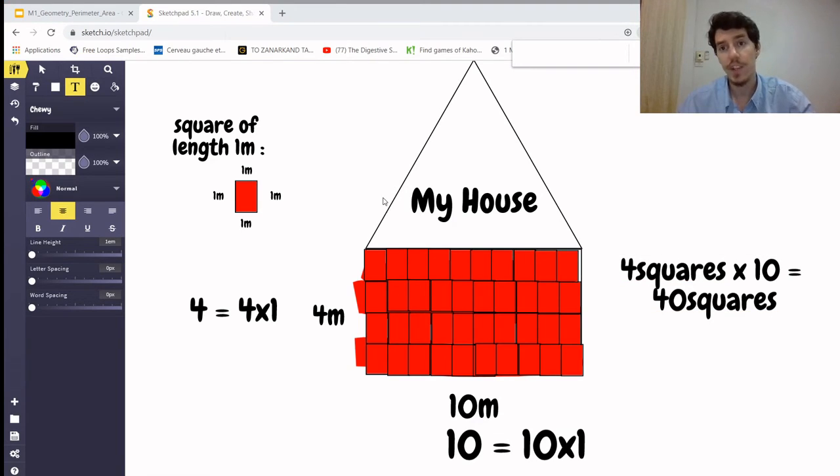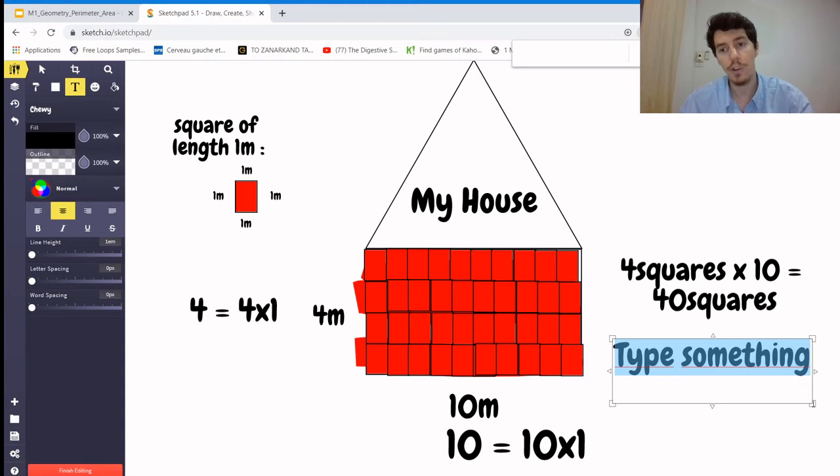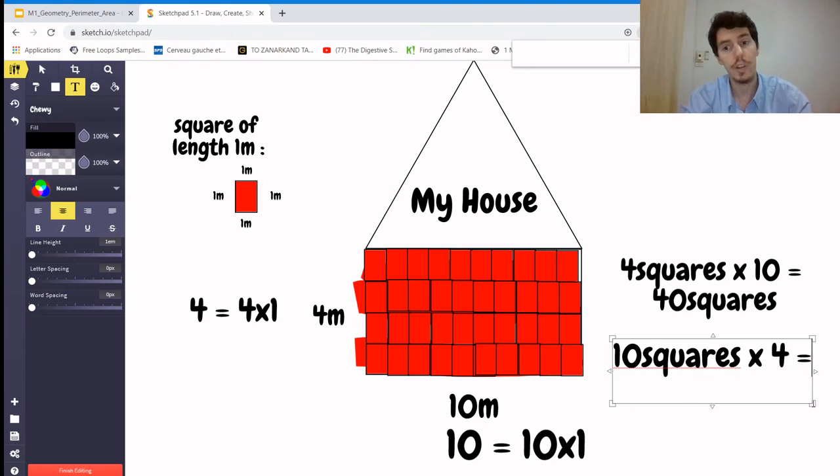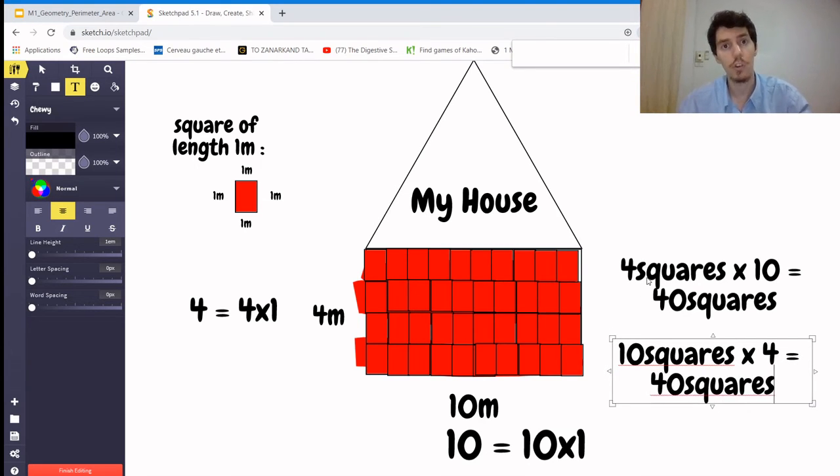The second way is the same, but we start with the length. We say, okay, here I know there are 10 squares, and these 10 squares, they are 1, 2, 3, 4 times. Okay, so how many squares in total? There are 10 squares times 4. 10 times 4 is also 40 squares. Alright, so we know there are 40 squares in the rectangle.